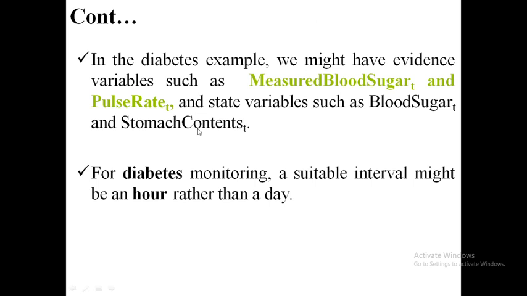Now the author came back to the diabetic patient. Whenever he has measurements, that is proof, he has some evidence. What evidence do you have? Measured blood sugar and pulse rate. If you have the evidence, then you can say the state variables: the blood sugar of this patient at a particular time, and the stomach contents, what he has eaten, at this time. That is the T. If they are able to know this T by measuring these two values, that is by evidence, they can know T plus 1.